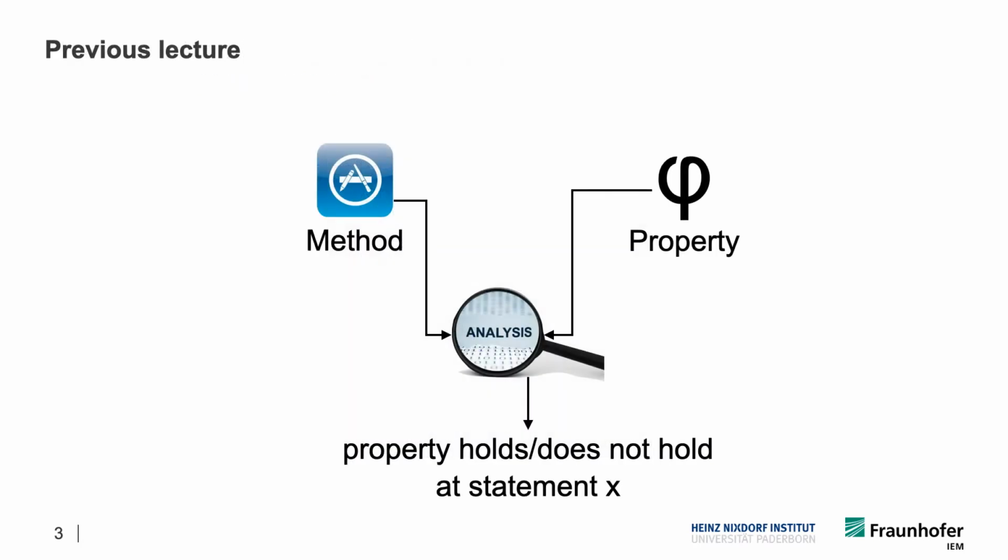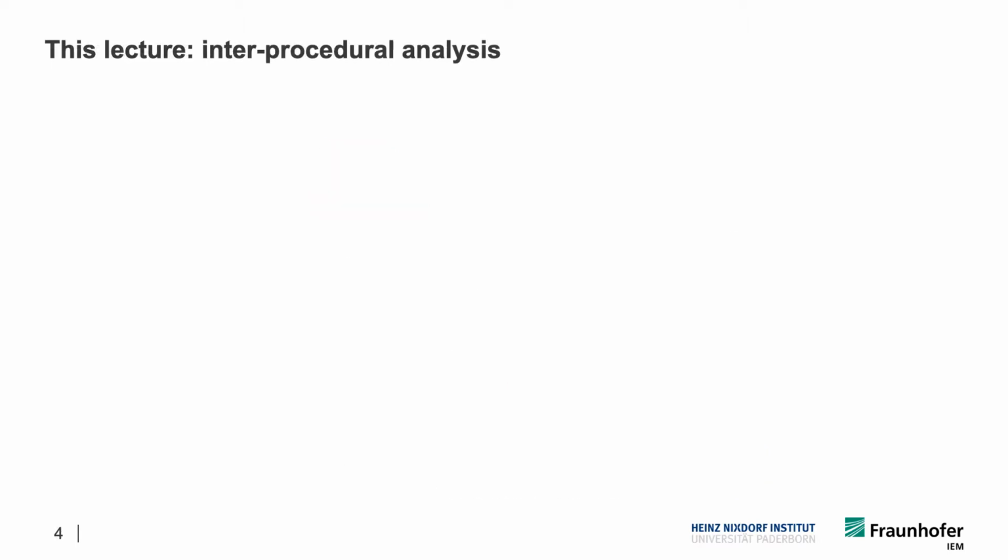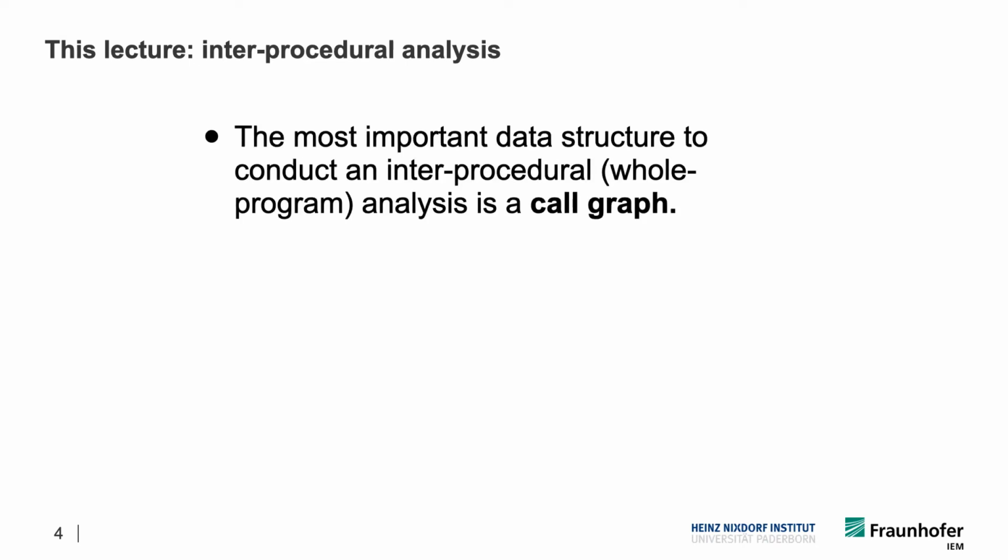So while in the previous lecture we were talking about this setup, where we were analyzing a single method with respect to a property, and we were given an answer of whether that property holds or not at a given statement, in this lecture we will be talking about interprocedural analysis. And like I said, the most important data structure to conduct such an interprocedural analysis, or eventually even a whole program analysis that covers the entire program, is the call graph.